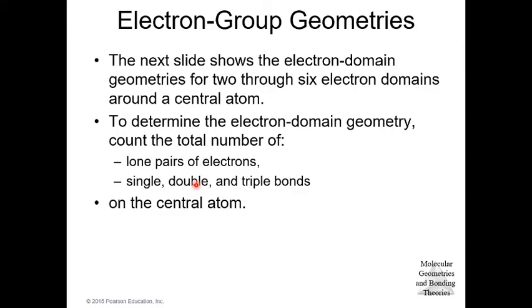We're going to walk through how many electron groups you can have around your central atom and what shapes you get. So you need to be able to count the total number of lone pairs of electrons that are not being shared, and you have to be able to count single, double, and triple bonds. And all we care about is the central atom. We don't care about what's going on with the outermost atoms. All we care about is the electron groups on our central atom.